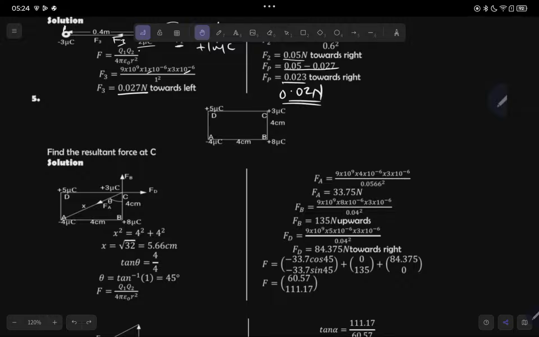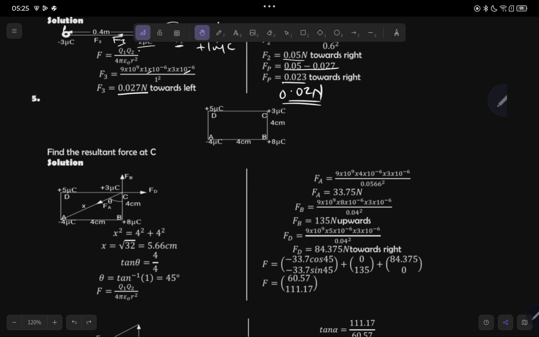Number five. We are skipping the long introductions because what we actually need is information which can be shown on the diagram. Here we have four charges A, B, C, and D placed at four corners of a square ABCD of sides 4 centimeters each. And we are required to find the resultant force on the charge placed at the corner C.